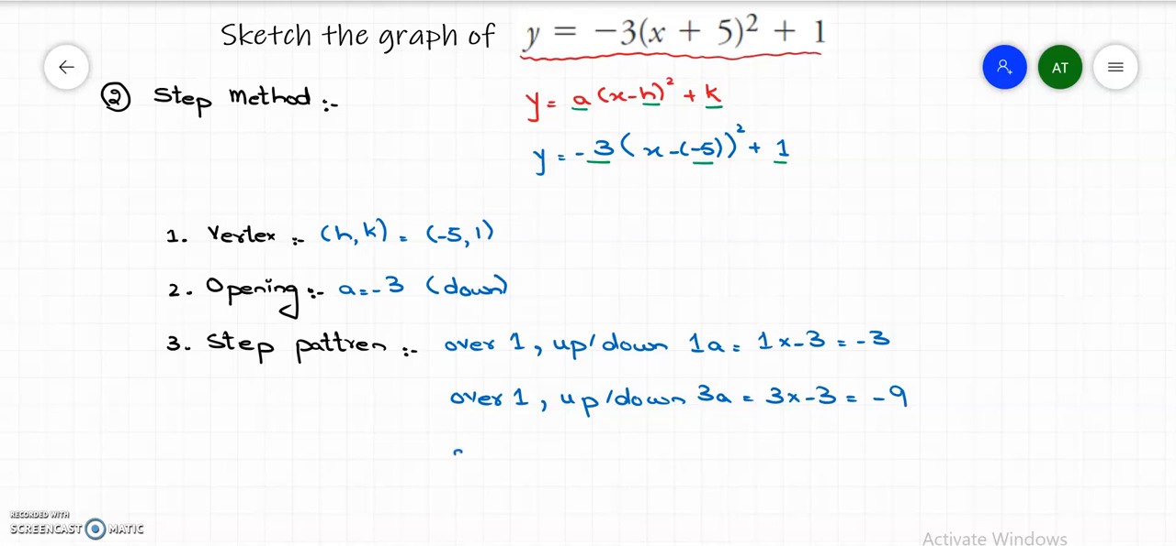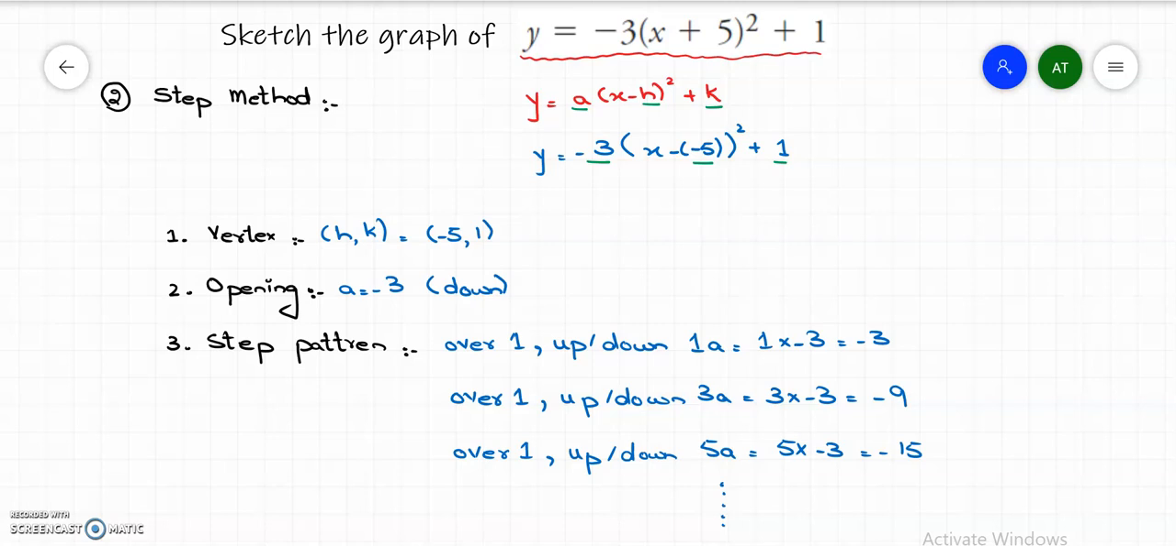The next step pattern is over 1, up or down 5a. So we have 5 times a, 5 times -3, which makes -15, and so on. The pattern continues as 1a, 3a, 5a, 7a, 9a, and so on.